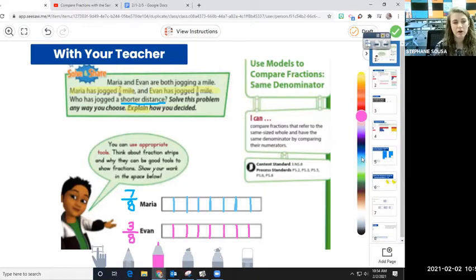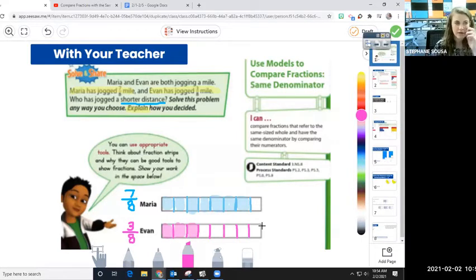So now that we have our models created, I can go ahead and shade them. Maria has 7/8: 1, 2, 3, 4, 5, 6, 7. You shade 7/8 of Maria's as well. Again, I like to use the highlighter tool. That way it's see-through and I can still see the partitions, or the division lines, that I made. Now we have Evan with 3/8. I'm going to shade 3: 1, 2, 3.